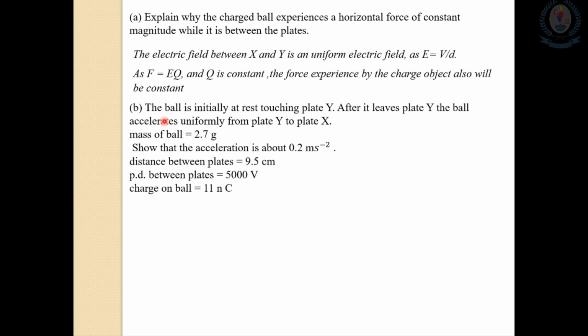Then part B. The ball is initially at rest touching plate Y, as we have read out. After it leaves plate Y, the ball accelerates uniformly from plate Y to X. Why does it accelerate uniformly? As a uniform resultant force acts. Why does a uniform resultant force act? As described here, this is a uniform electric field, so E is constant, charge is constant, the force is constant. So it will accelerate uniformly as it experiences a uniform force.